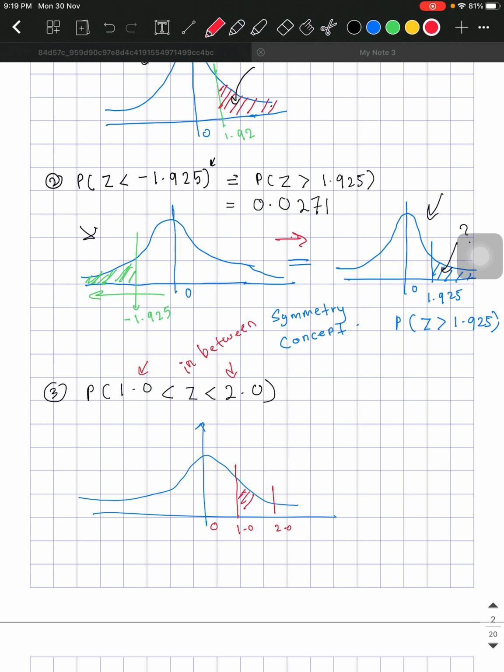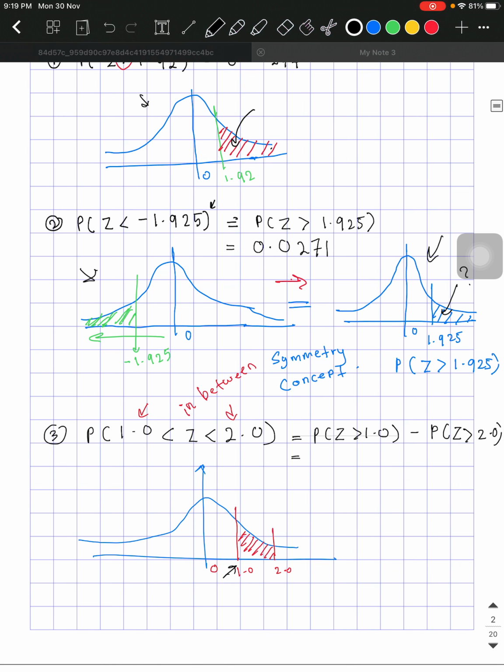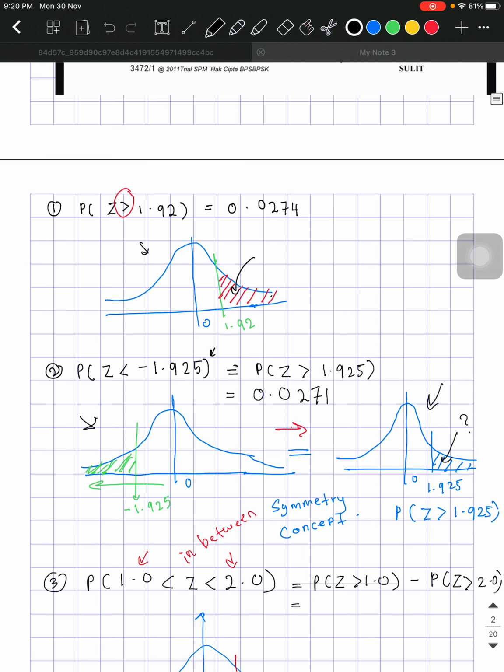So this is the shaded part. Okay, meaning that you need P(Z > 1.0) minus P(Z > 2.0). Okay, then all you need to do is again find the value of z from the normal distribution table.